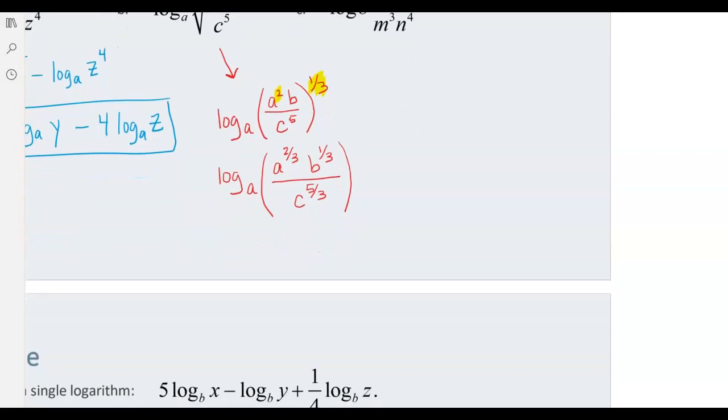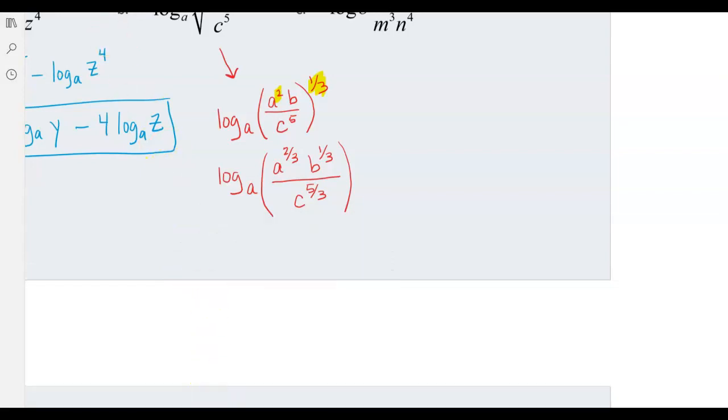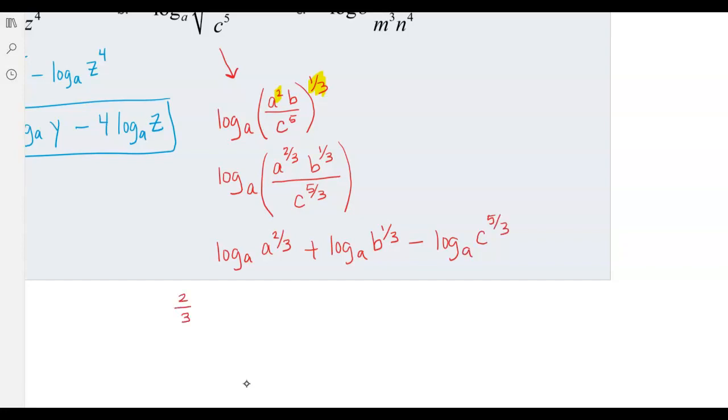Now we'll continue like I did in the last one, separating all of the items in the numerator as a product, so they'll be added, and then anything in the denominator will be subtracted. So we'll have log base A of a to the 2/3 plus log base A of b to the 1/3 minus log base A of c to the 5/3. And then again, I can take all of the fractions and bring those exponents down into the front.